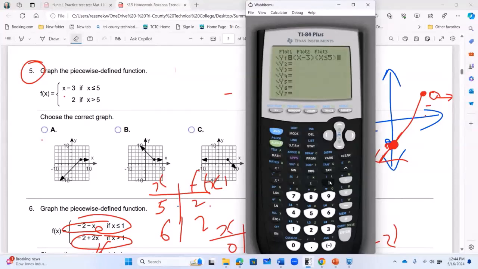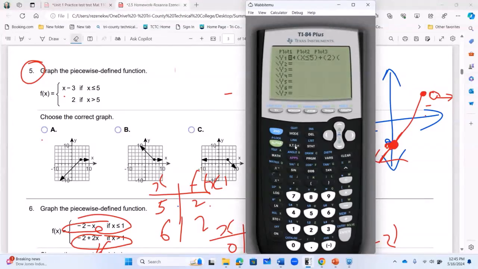Then I'll close parentheses. There are 2 pieces, so I'm going to join all the pieces. So I say plus, and then parentheses, I can just put 2 there. There is only one number in that equation. And then I close it. And then I open another parenthesis and I put the condition. And the condition says x is greater than 5.